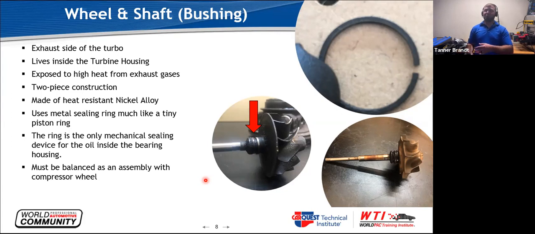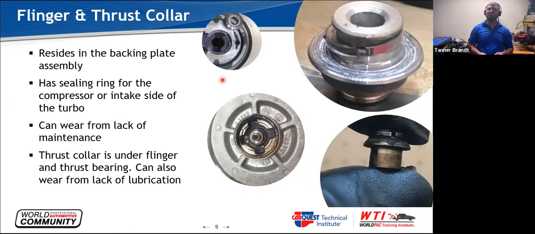So we do need to be aware that the component can go bad, the ring can go bad, and then the bearing housing itself, which we'll talk about in a second, can also be worn out from that. This is also balanced. As I was saying before, we balance the compressor wheel, then we balance the wheel and shaft, and then you put them together as a component. Once they're together as a component in a cartridge, they're balanced again.